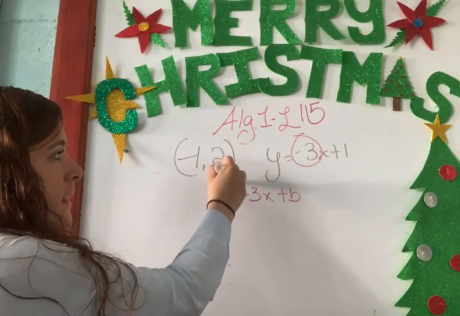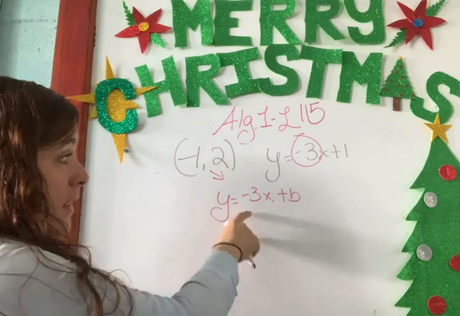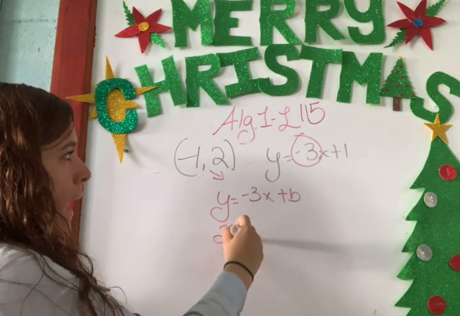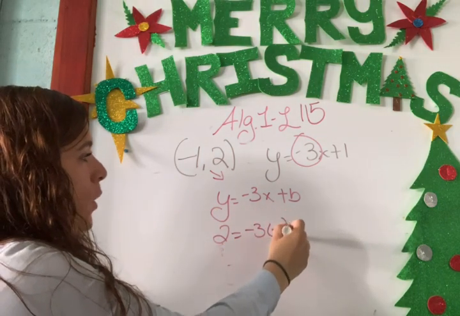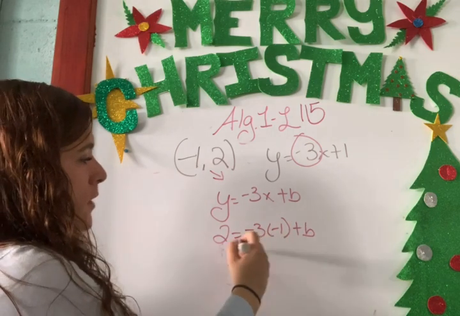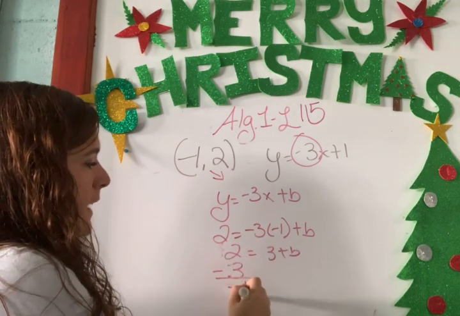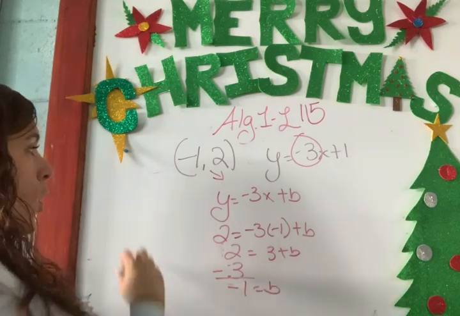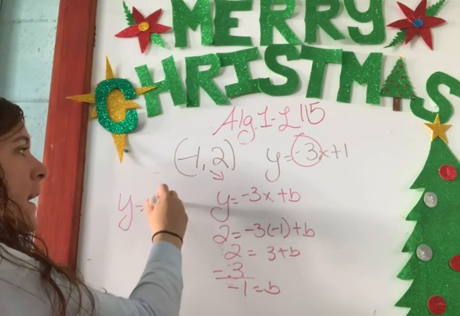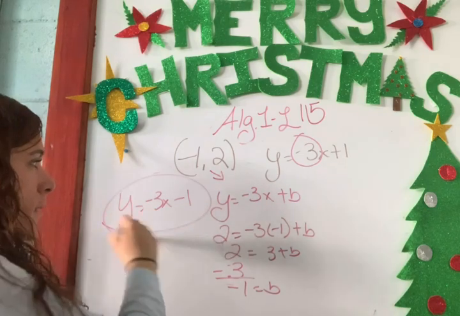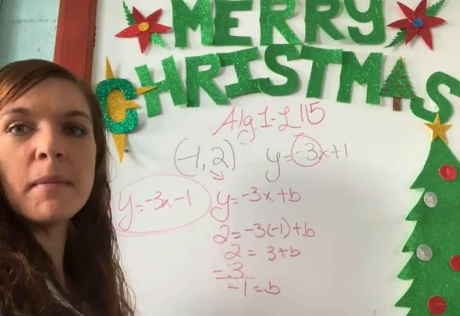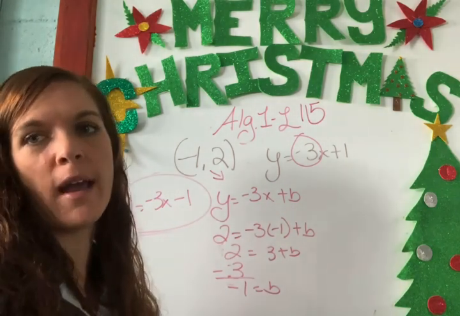Then we're going to use this point and substitute it in here. So 2 equals negative 3 times negative 1 plus b. That's 2 equals 3 plus b. Subtract 3, so that's negative 1 equals b. So y equals negative 3x minus 1. Okay, go ahead and try B by yourself, and then I'll come back and show you what I got.